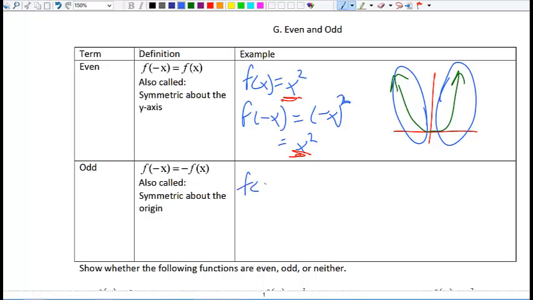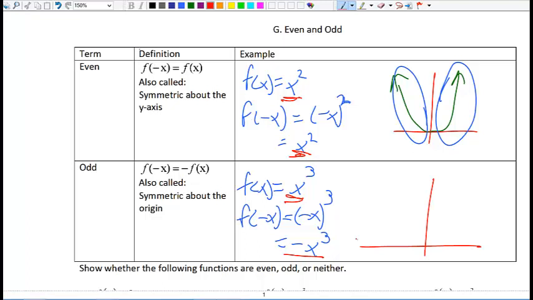Odd: f of x, the textbook classic odd function that we see all the time would be x cubed. And so I'm going to replace x with negative x. And this time, if you cube a negative, you get a negative on the outside. Notice that those two, the initial and the end result, are the exact opposites of each other. So when you're dealing with odd functions, you should see an expression that's the exact opposite of what you started off with.